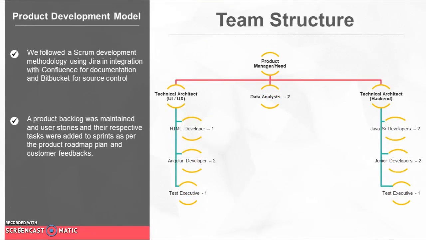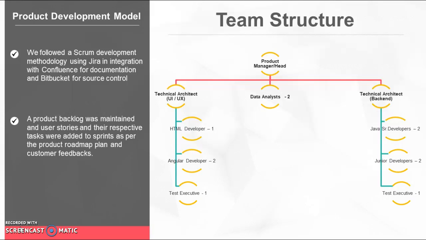On the product development model, we were strictly following the Scrum methodology, wherein we used Jira with integration using Confluence, and Bitbucket as a code vessel. So we had a completely automated process for defining our requirements, then aligning our user stories and tasks, and then merging and controlling it using Bitbucket. We used to maintain a product backlog against which user stories were created, and then tasks were assigned for each user story as per the roadmap planning and the customer feedback.